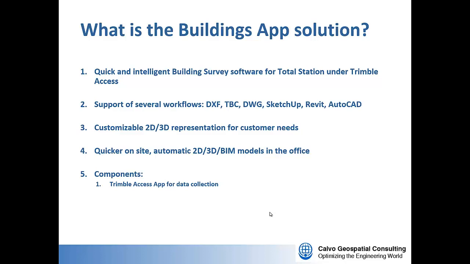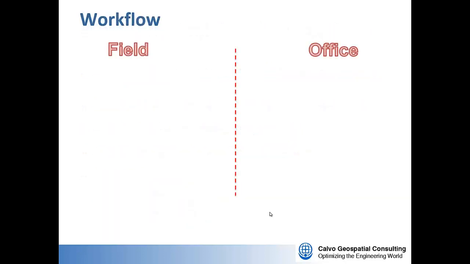The solution has different components. First we have the Trimble Access app for the data collection, and then for the office we have different solutions that you can choose. The first option is Trimble Business Center. There is a plugin for Trimble SketchUp, and coming very soon the plugins for Revit and AutoCAD. Let's check how the workflow works.